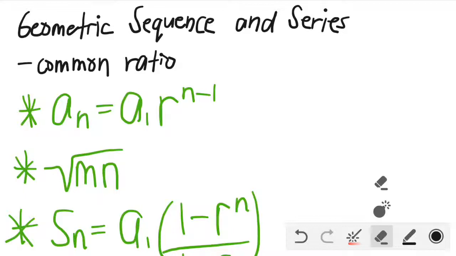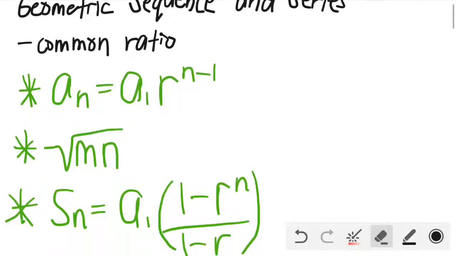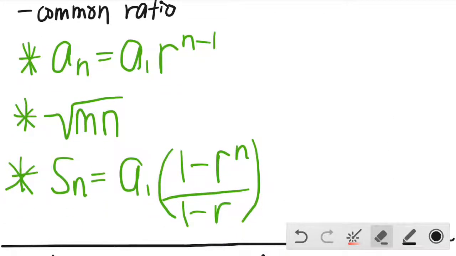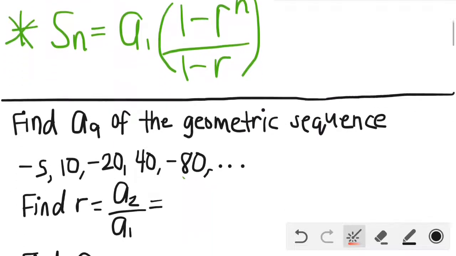Hello, today we're going to work on geometric sequence and series. In this case, you are looking to check if the pattern has a common ratio. We are going to focus on three rather specific rules. The first one to find an nth term, the second one to find the geometric mean, and the third one to find the sum of a specific number of terms when you have a geometric sequence. Let's start.